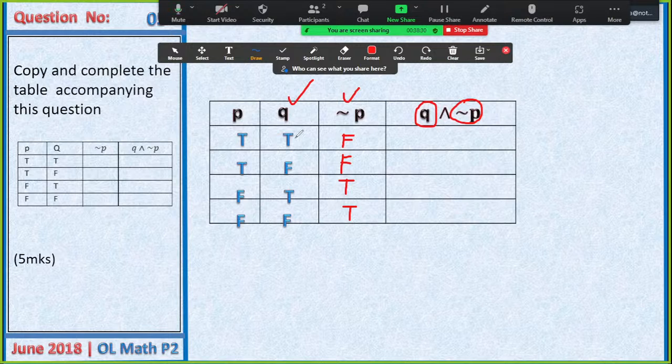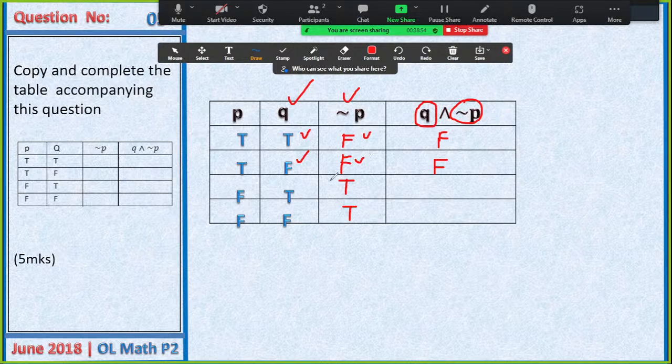So in this first case, Q is true, and the negation of P is false. So what will be the answer here? False, right? Yes, this one will be false because one is false. This one is only true when both are true. This second one will still be false, because here it is false and here it is false.